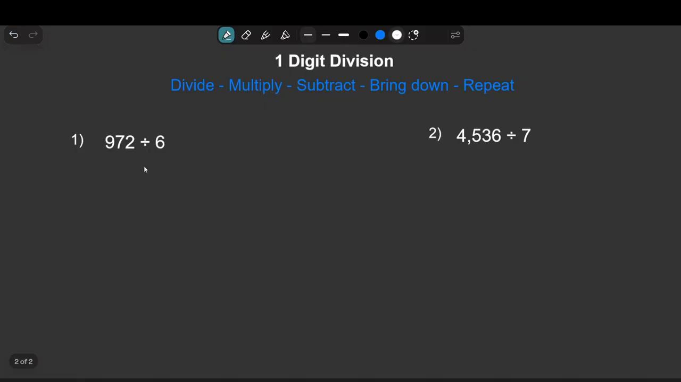So let's jump into number one, where we have 972 divided by 6. We're going to be taking a couple of steps here. We're going to divide, multiply, subtract, bring down, and repeat. I'm going to show you exactly how to do this using the easy method on how to divide by one digit. So let's write these two down.